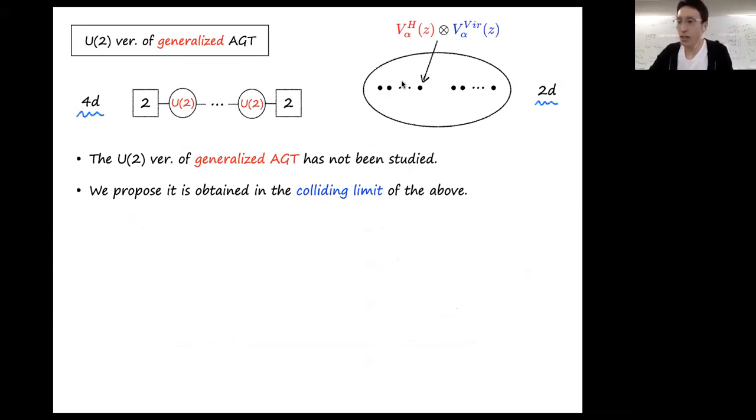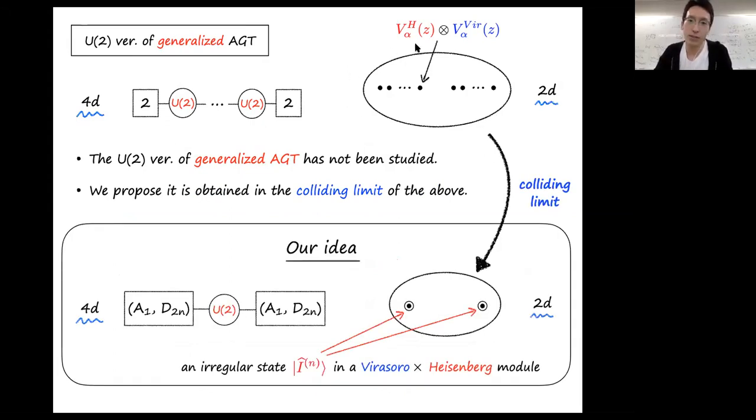Then the U2 version of the generalized AGT has not been studied in the literature, but it's clear that we should be able to get it by taking a colliding limit of this, right? So our idea is to take the same colliding limit as before on this U2 version of the AGT. Then we expect to get an irregular state in a Virasoro times Heisenberg algebra module instead of the Virasoro algebra. So there is an extra Heisenberg algebra acting on this irregular state, and this irregular state must be obtained in this colliding limit from the U2 version of the AGT.